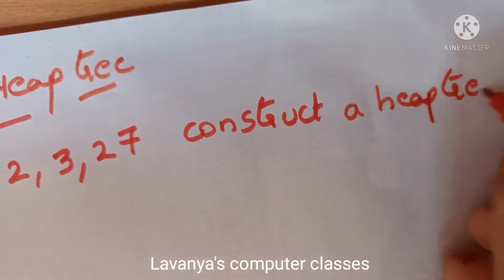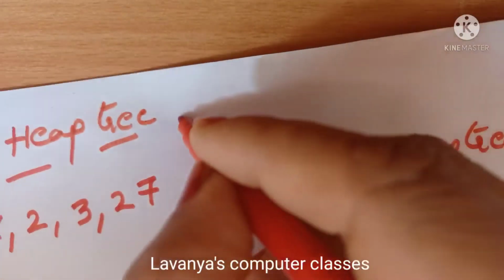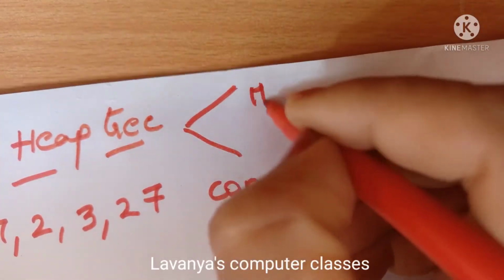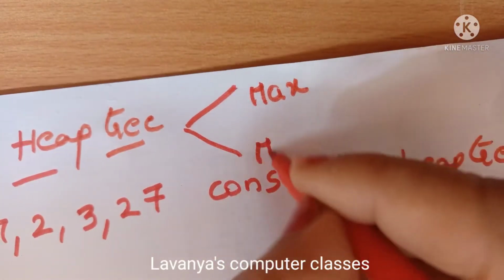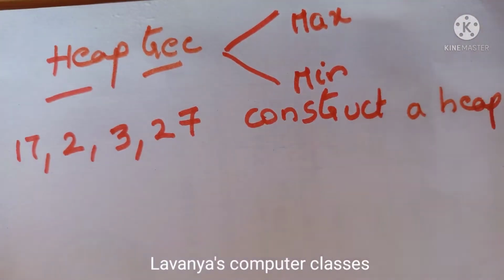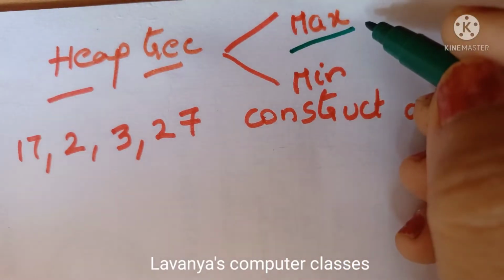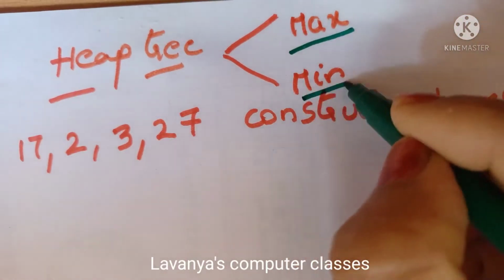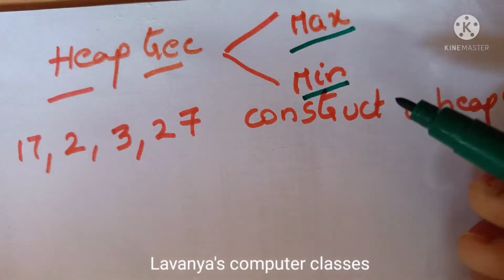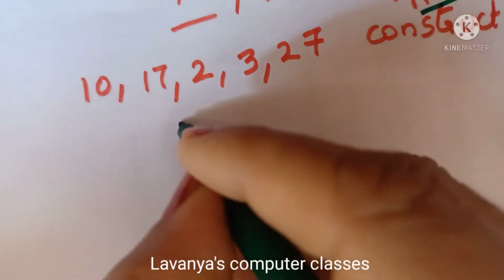Actually, we have two types of heap trees. One is max heap and the second one is min heap. I already explained what max and min are. Max heap means the root node is always greater than its children nodes. Min heap means the root is always smaller than its children. So, first I will consider max heap.